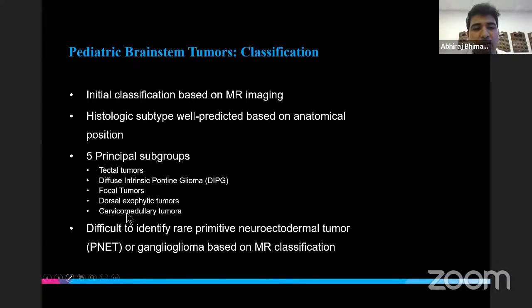It's pretty difficult to identify some of the rare primitive neuroectodermal tumors or gangliogliomas solely based on the MRI. So they present a bit of a challenge and require further investigation.